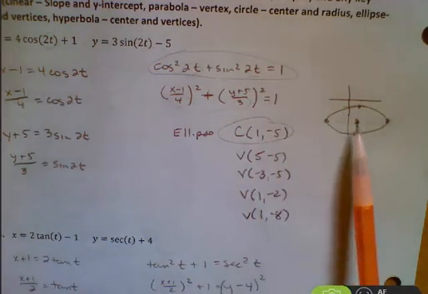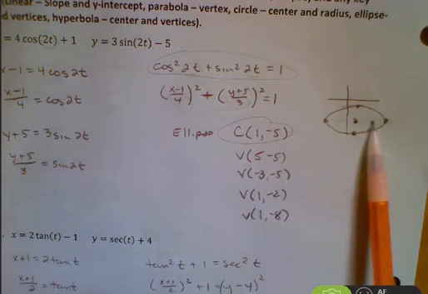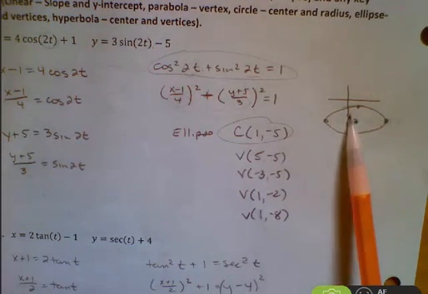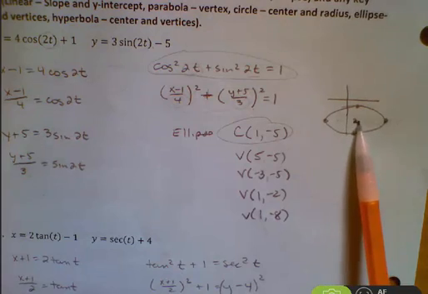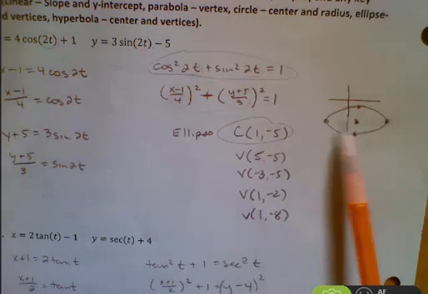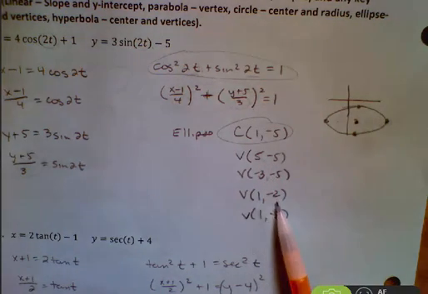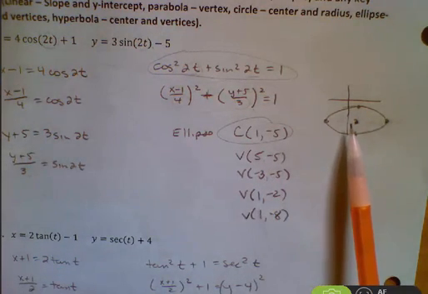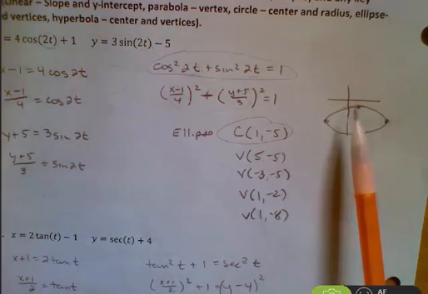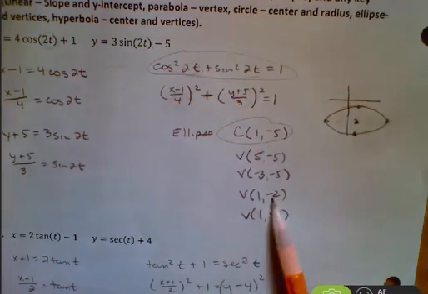So from this point, I'm going to stretch the x's by 4 from a normal circle. A normal circle goes out 1. So now from the center, I go 4 to the right and 4 to the left. That's where these vertices come from. And then, because the y stretch is 3, I'm going to go up 3 and down 3 from the center. And that's where those vertices came from.